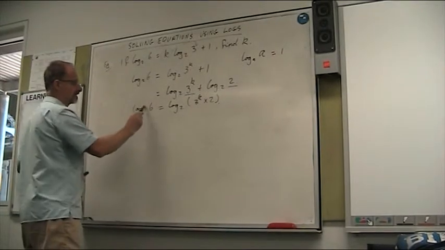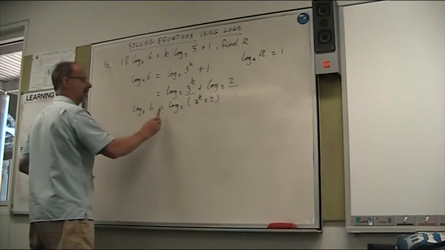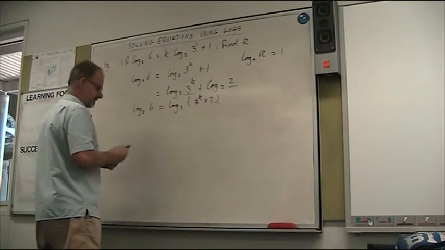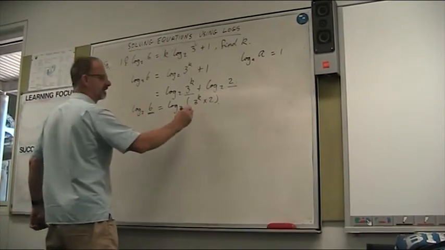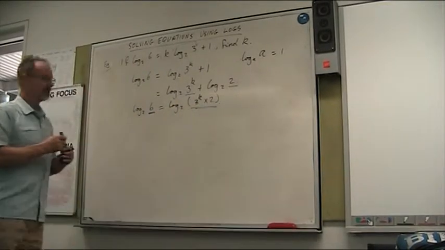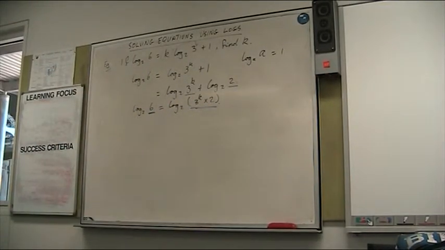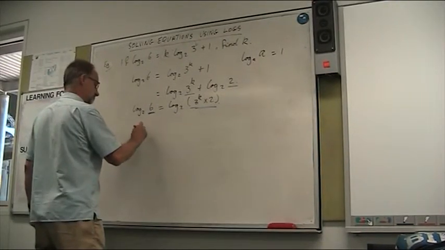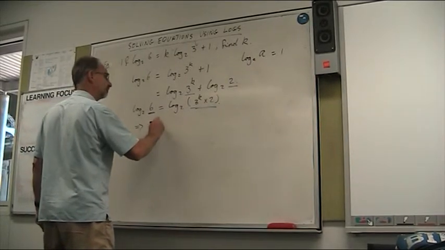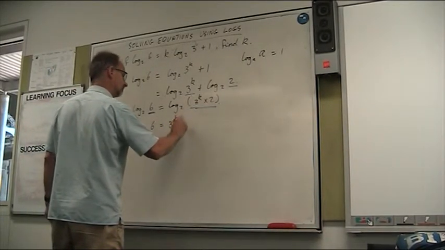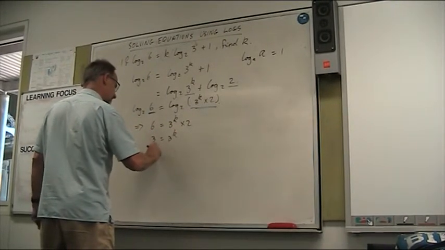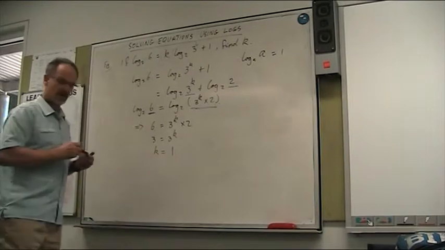So the log part's the same on both sides. So both sides have got to be equal to each other, so what that means is that then the 6 and that other expression, 3 to the k times 2, they must be the same as well. K would be equal to 1. So 3 equals 3 to the k, so k is equal to 1.